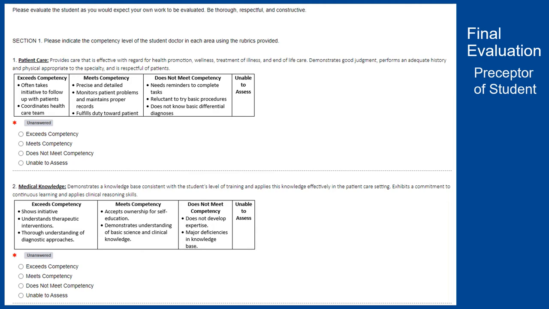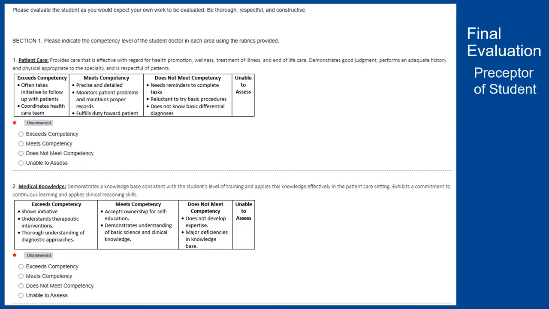The first category we would like you to evaluate the student in is patient care. Does the student provide care that is effective with regard for health promotion, wellness, treatment of illness, and end-of-life care? Do they demonstrate good judgment, perform an adequate history and physical appropriate to the specialty, and are they respectful of the patient? The second category is medical knowledge.